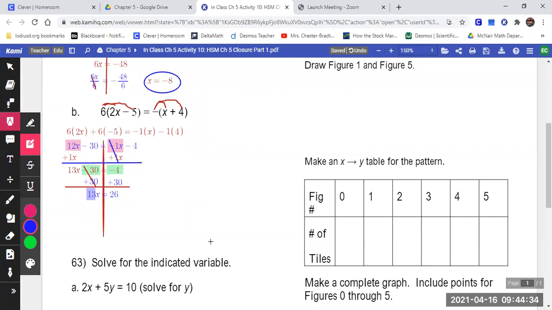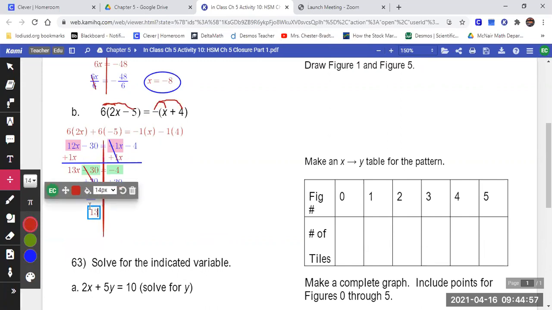We need the x by itself. So what are we going to do to get that 13 out of there? Yes, divide 13 on both sides. Okay, so I'm going to divide my 13 on both sides.